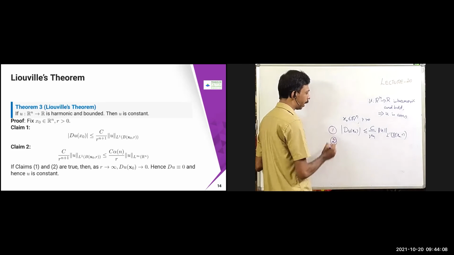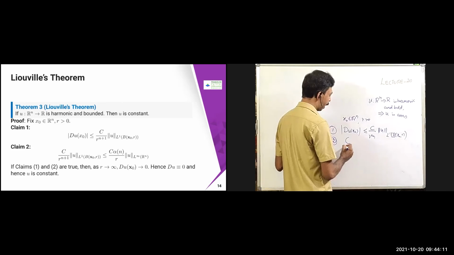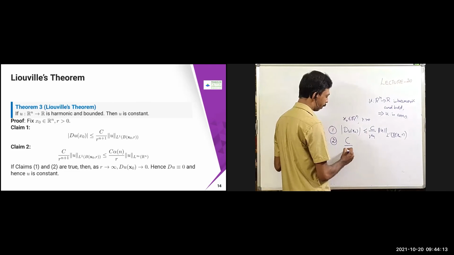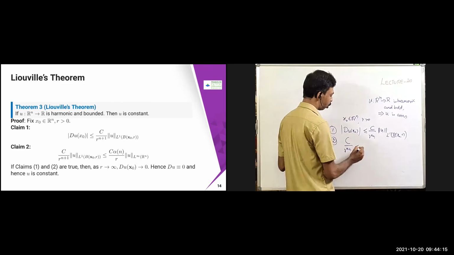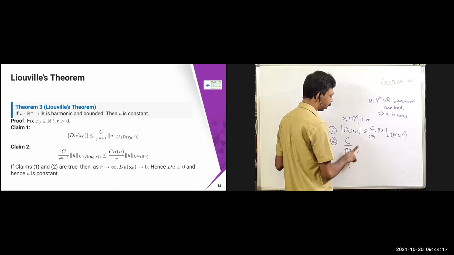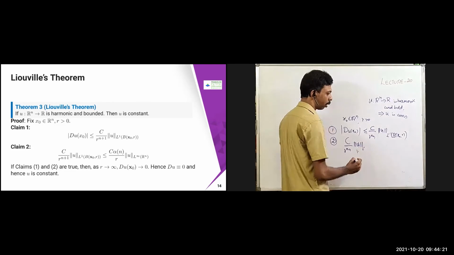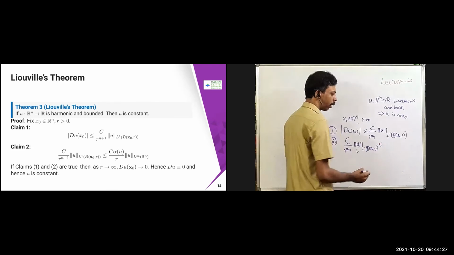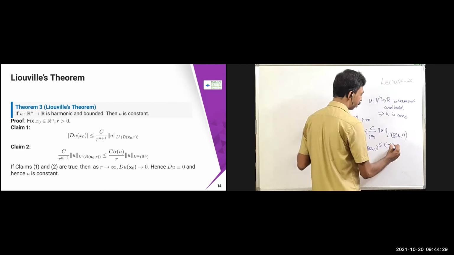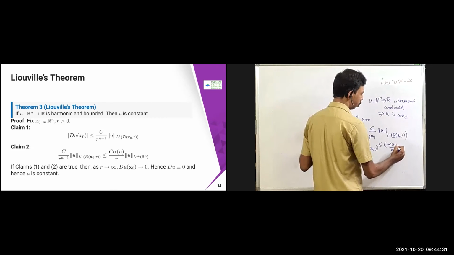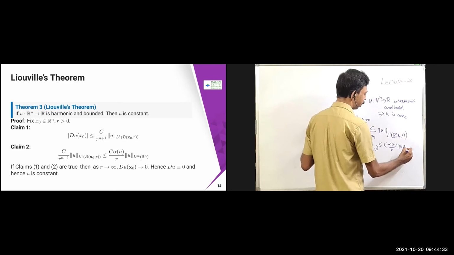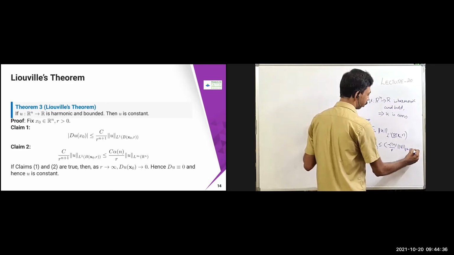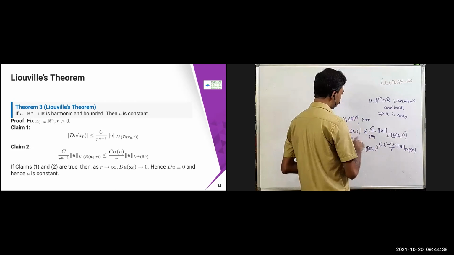Claim number 2 is that I have to prove that C by r^(n+1) into the norm of u in L1 of B(x naught, r) is less than or equal to C into α(n) by r into the norm of u in L infinity of R^n. Okay, only this part is a little complicated.